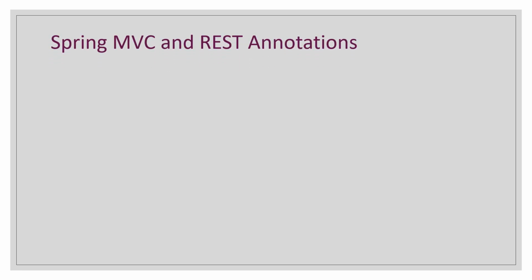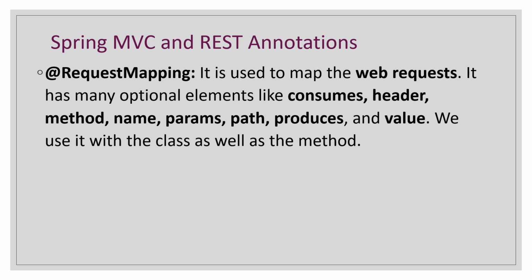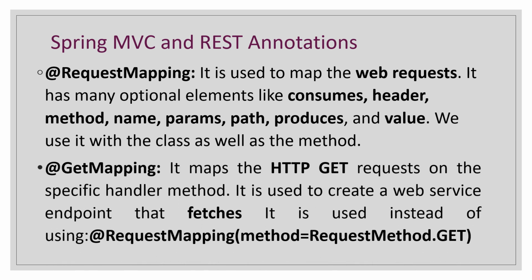What is the difference between Spring MVC and REST annotations? @RequestMapping is used to map the web request. It has many optional elements like consumes, headers, method, name, params, path, produces, and value. So we use it on the class as well as methods. Another is @GetMapping, which maps HTTP GET requests on a specific handler method. So it is used to create web service endpoints.